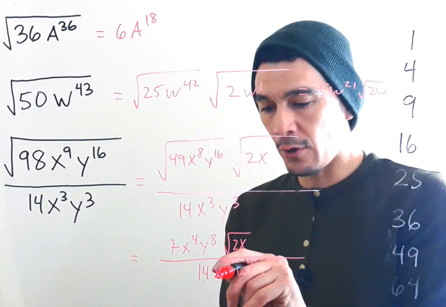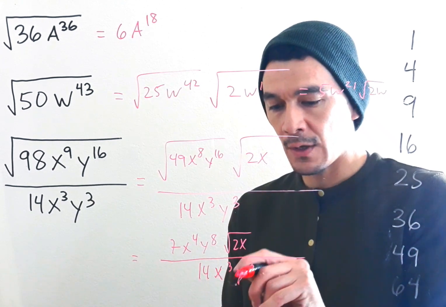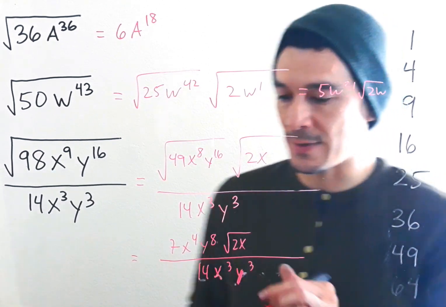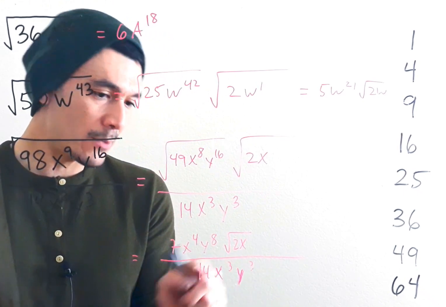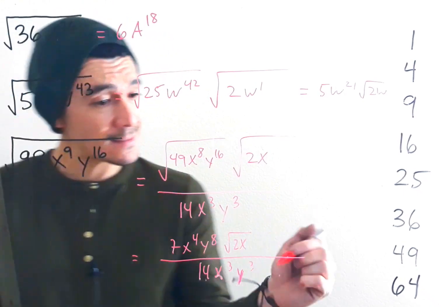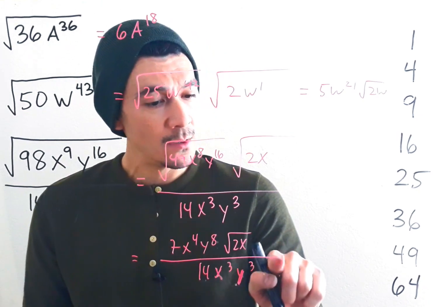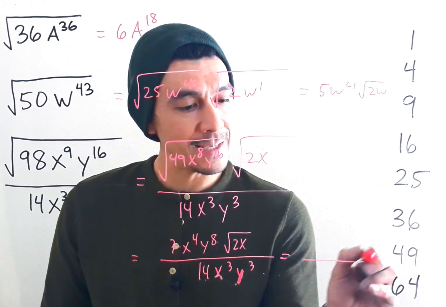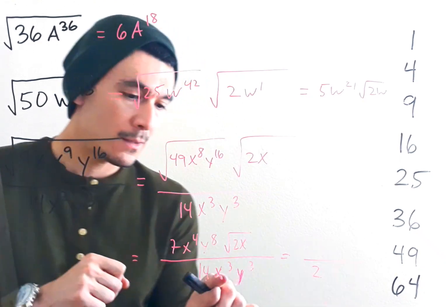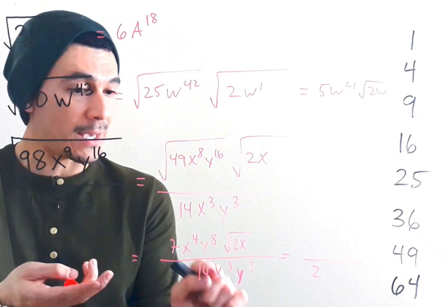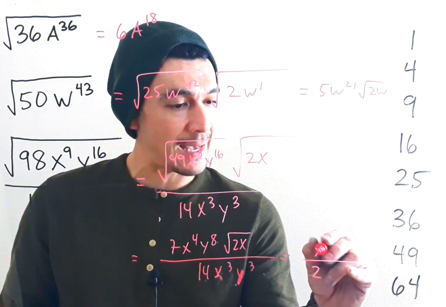And now we look for finishing touches. For instance, the 7 and the 14, these can be reduced. So can the y's and the x's. So as a final result, we get back the following. We get back what? This disappears, but it turns that into a 2. These x3s go away, but it turns x4 into just x.